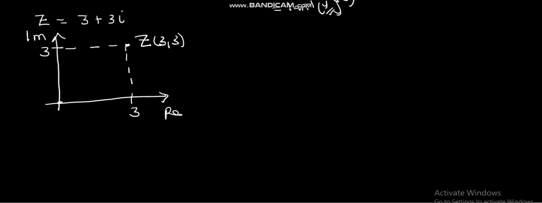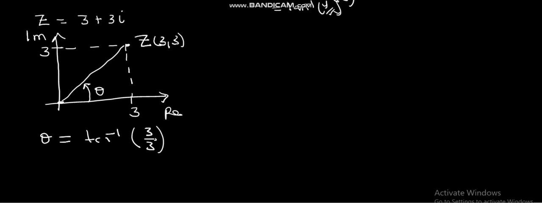Is that okay? Now this is our origin and this is our z. This is our real axis. So we join, we shall have our argument, which is a theta. And we said that our argument theta is tan inverse of 3 out of 3, imaginary over real, and theta is the same as tan inverse of 1.